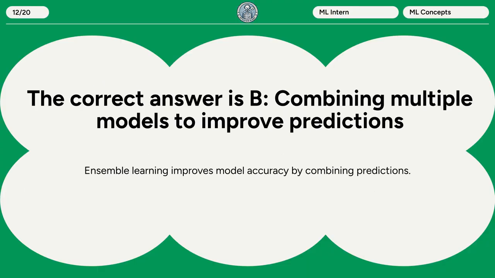The correct answer is B. Combining multiple models to improve predictions. Ensemble learning improves model accuracy by combining predictions.